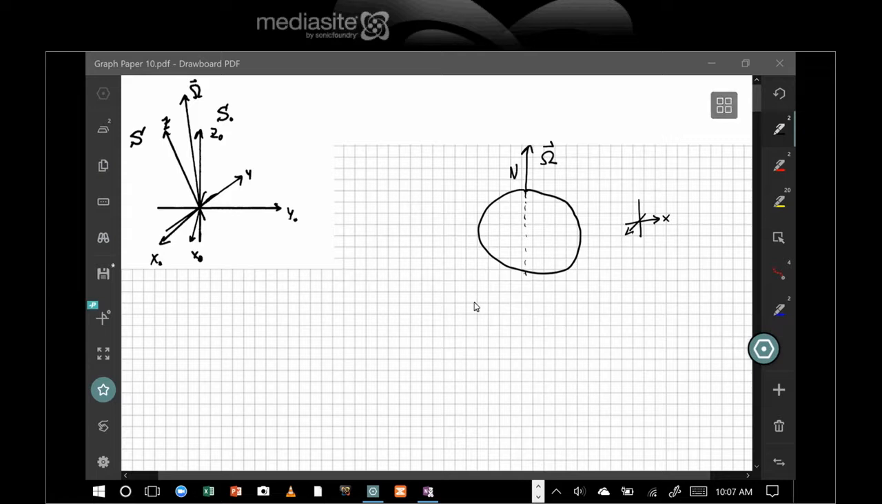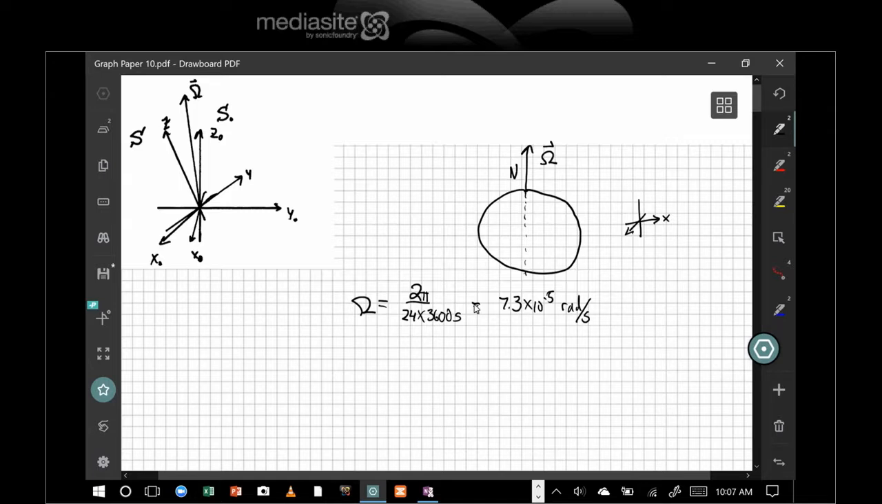Now, what is the speed? Well, the angular speed, or the magnitude of the angular velocity vector, is going to be, well, it does 2π in a day. So there's 24 hours in a day, and there's 3,600 seconds per hour. So that gives me the angular speed. The angular speed for the Earth is 7.3 times 10 to the minus 5 radians per second.